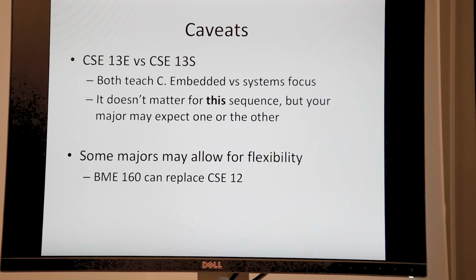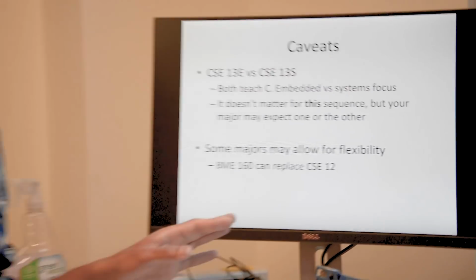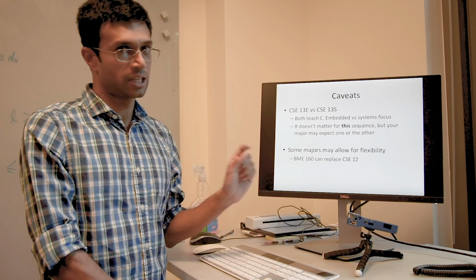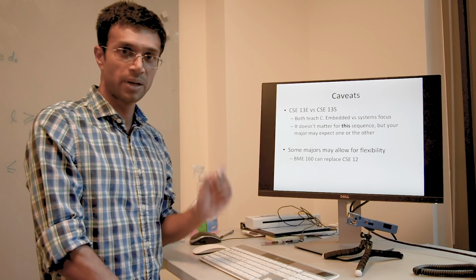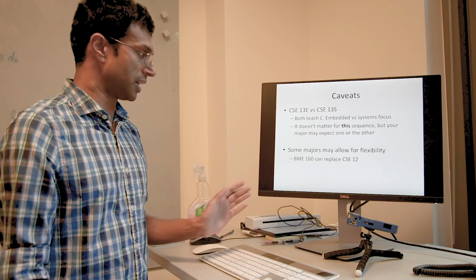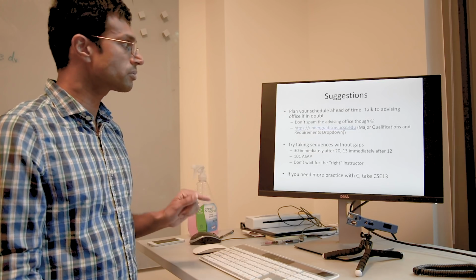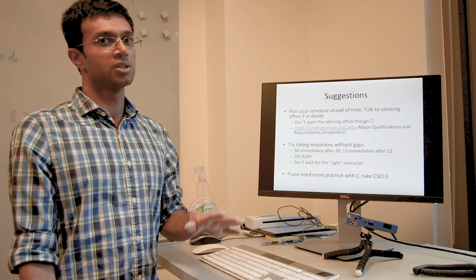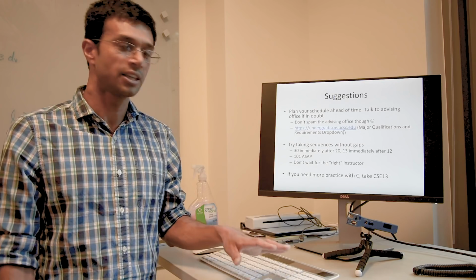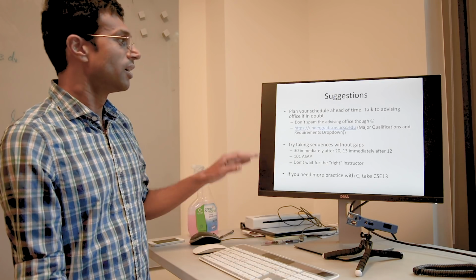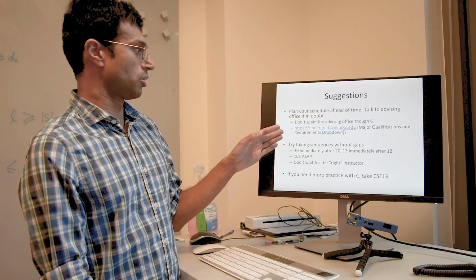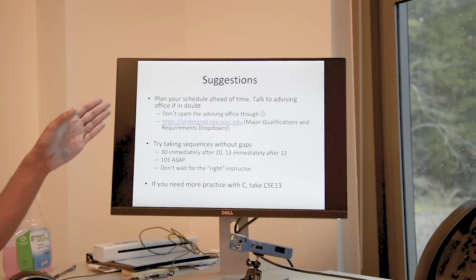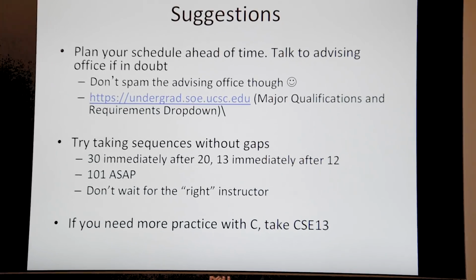And some majors may allow for flexibility, like BME 160 can replace the C requirement. Again, these are specific to majors. We do not allow exceptions on a personal or a specific student basis. So go and check with your advising office if you need advice on that. Plan your schedule ahead of time. Talk to the advising office if you're in doubt, but don't spam them with email. They'll be busy with lots of the other spam emails that your friends are sending. If you want more advice, you can go to the website at undergrad.soe.ucsc.edu, and there is a major qualifications and requirements dropdown where you will get more information about this.